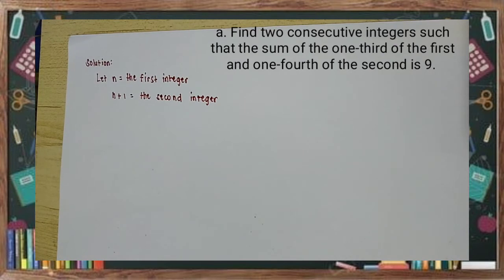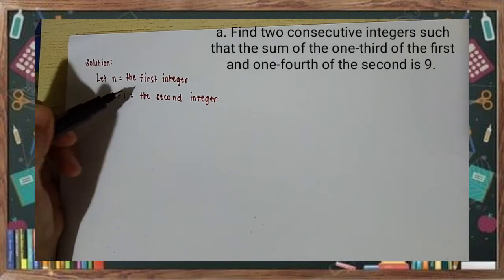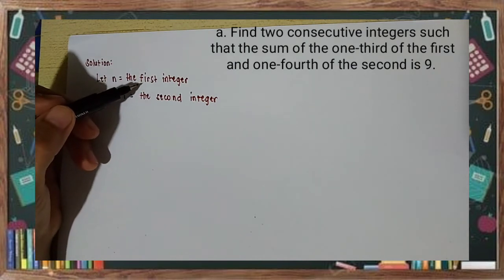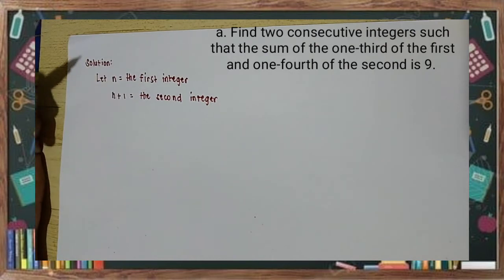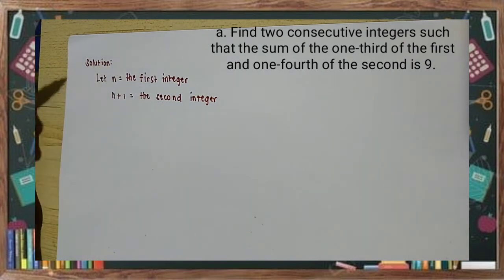Okay, so let's have another example problem. Yan. So, letter A is find two consecutive integers such that the sum of the 1/3 of the first and the 1/4 of the second is 9. Okay, so we need first to let a variable represent the two consecutive integers. So the variable that we will be going to use is n, kung saan ito yung ating first term. And syempre, kapag dinagdagan natin ng isa yung n, ibig sabihin kasunod na yung unang first integer. So, 'di ba sabi dito consecutive integers. Kaya mag-a-add tayo ng 1. Okay? So, n plus 1 will be the second integer.